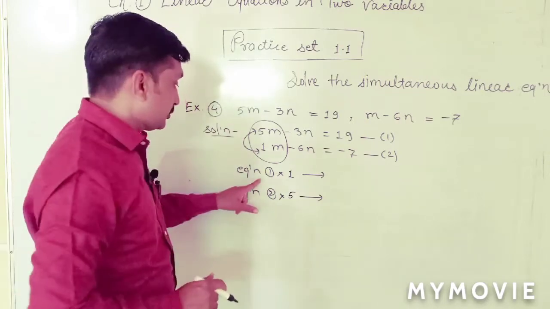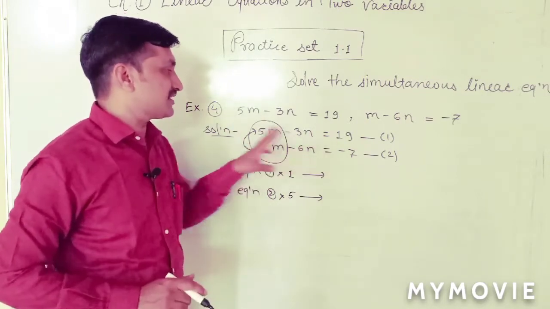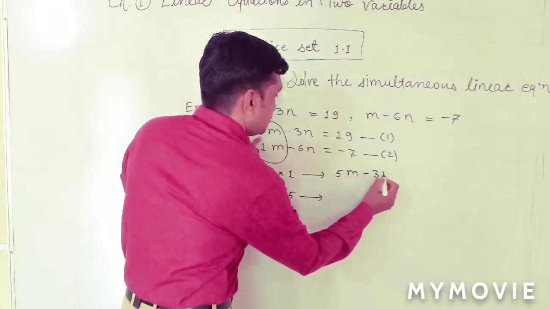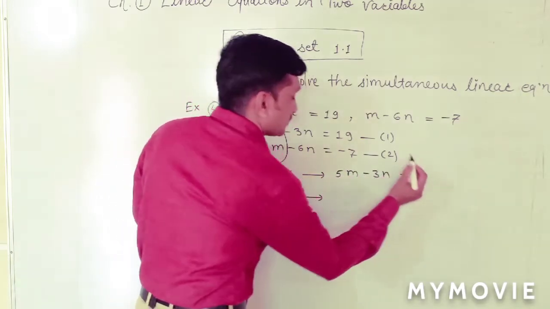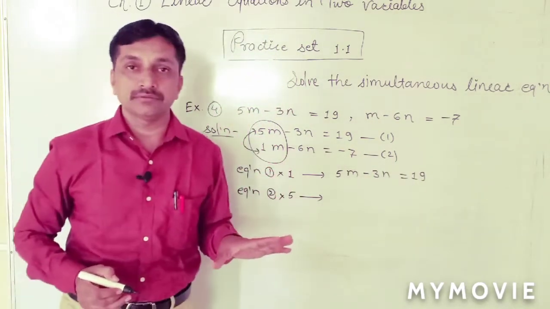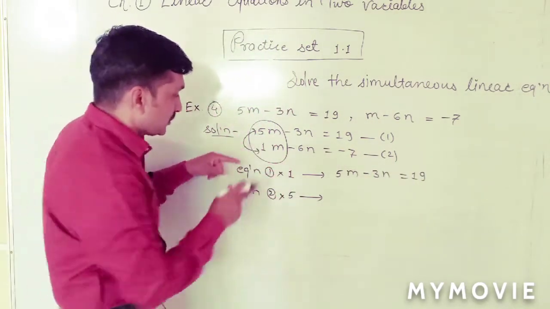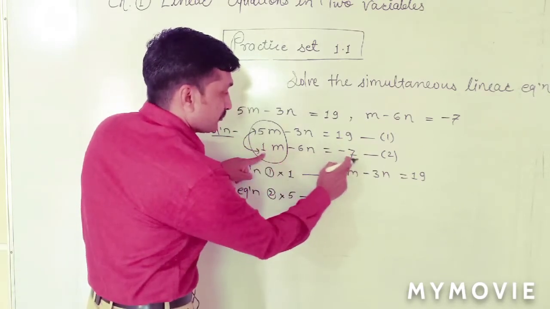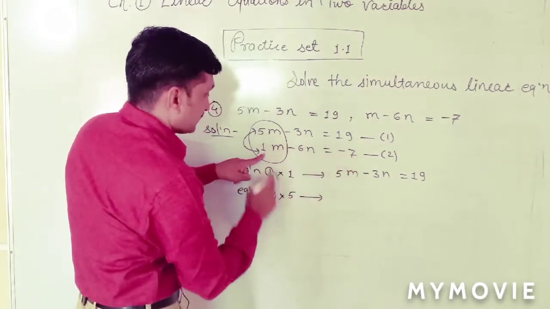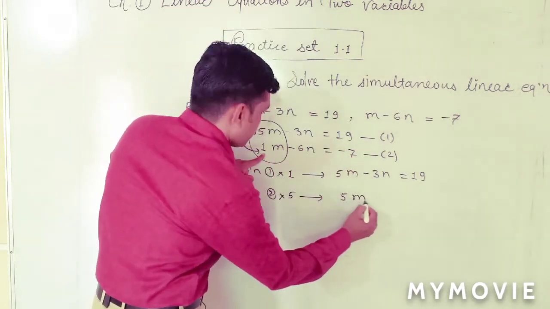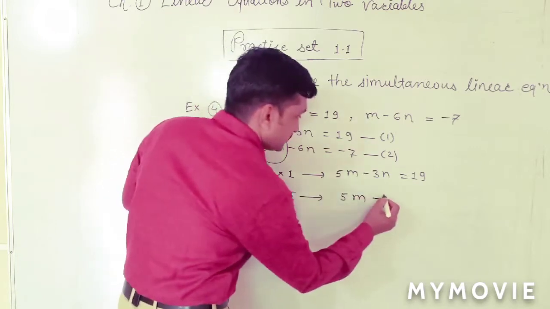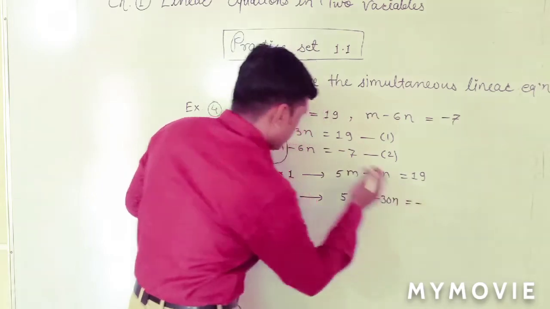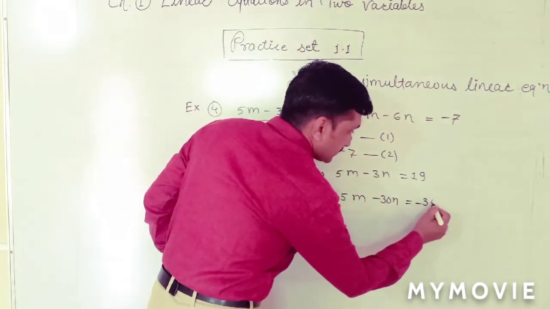Now let's multiply. Equation 1 multiplied by 1 means no change in the equation. We have to copy that: 5m minus 3n is equal to 19, write as it is because we multiplied by 1. Equation 2 will change. Equation 2 multiplied by 5. We have to multiply these three values by 5. 5 ones are 5m minus 5 sixes are 30n is equal to minus 7 fives are 35.